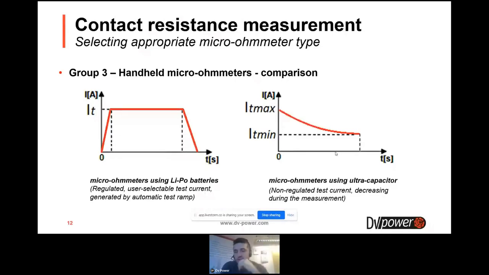It's a normal process. So basically you see the discharging of the ultracapacitor.